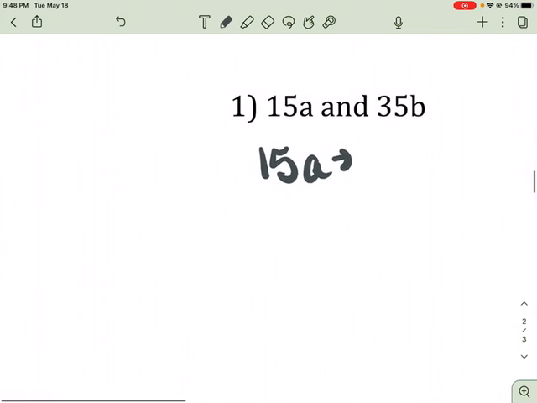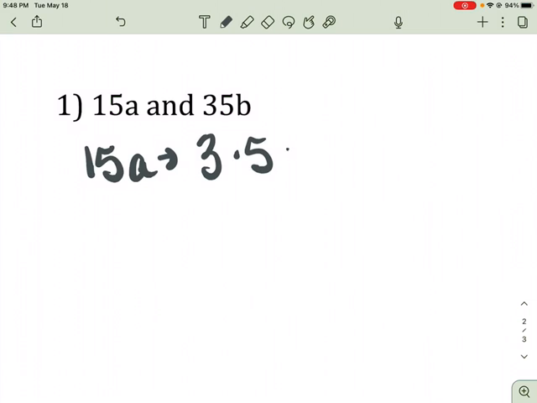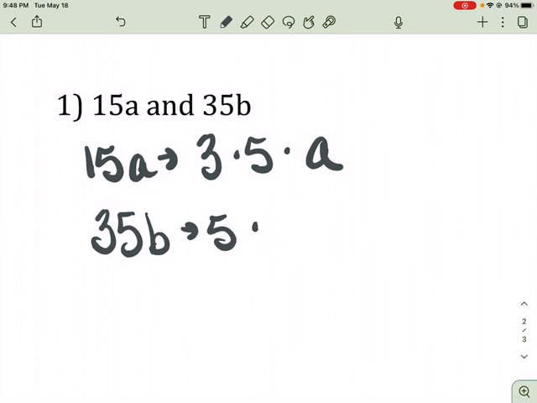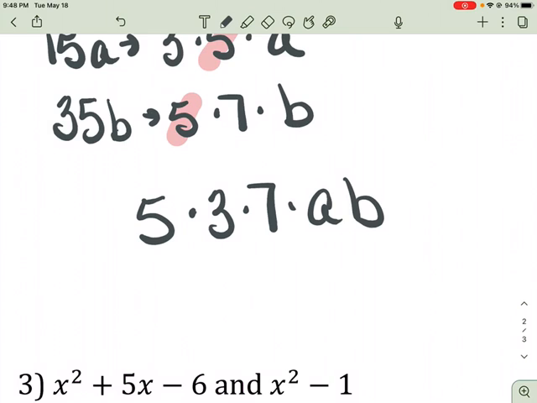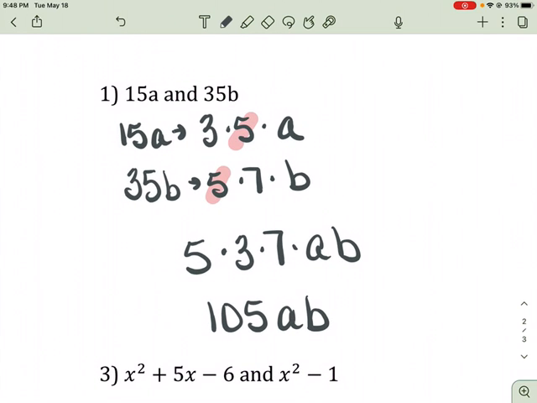Okay, let's try this one. This one's not too bad. All right, so 15a, well, that's 3 and 5 and an a. And then 35b is a 5 and a 7 and a b. Okay, what do they have in common? They have a 5. That's it. And sometimes that happens. And then we're going to write down everything else they don't have. A and B have nothing in common. So that's 105ab. There we go. There's your common multiple.